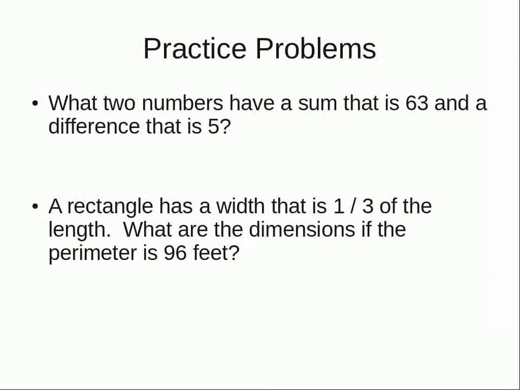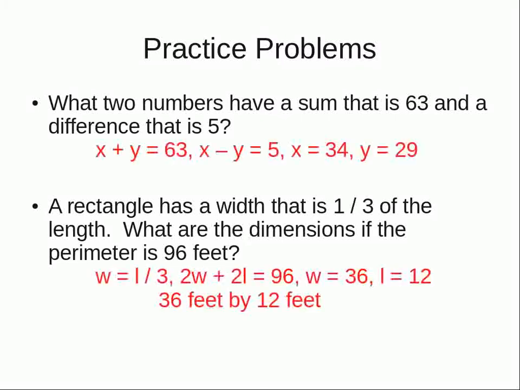Next topic. What two numbers have a sum that is 63 and a difference that is 5? And then a rectangle has a width that is 1/3 of the length. What are the dimensions if the perimeter is 96 feet? Pause the video and try those now, please. Solutions now. Here we go. The two numbers for the first question, 34 and 29. The dimensions of the rectangle for the second question, 36 feet by 12 feet.